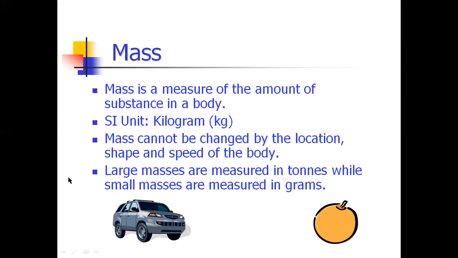And large masses, for example cars, trains, ships, or the mass of an elephant, will be measured in tons, while smaller masses are measured in grams. For example, the mass of an apple, an orange or a pencil will be measured in grams, and larger masses will be measured in tons. 1 ton stands for 1000 kilograms.